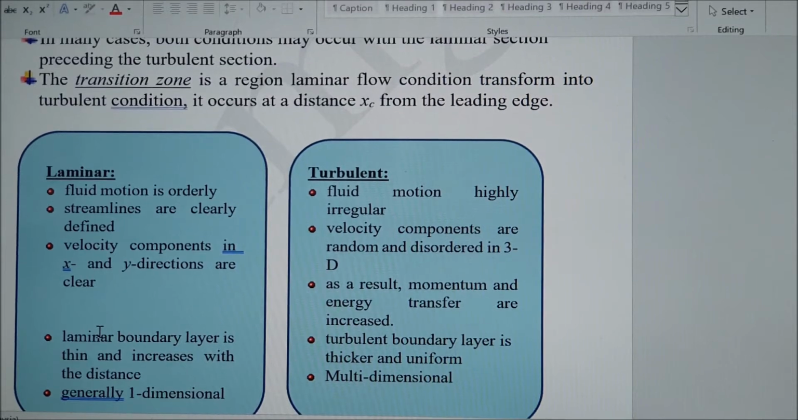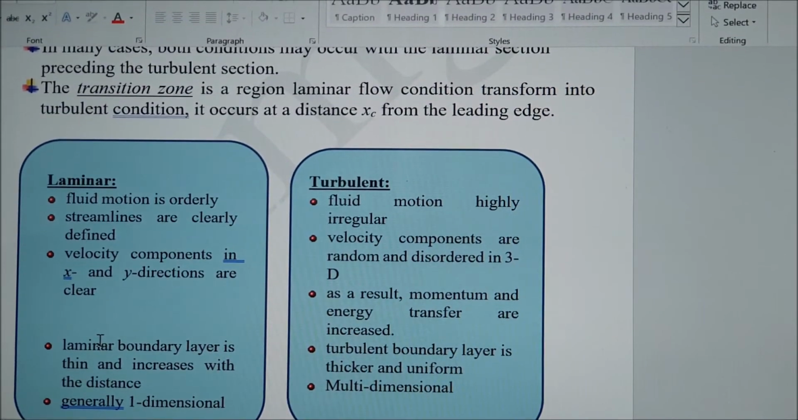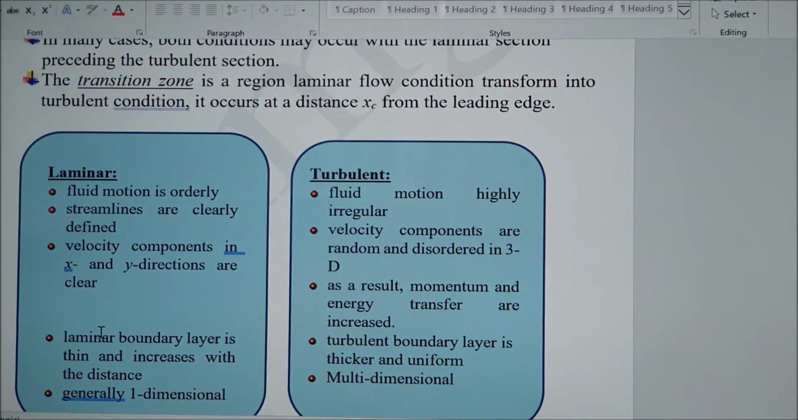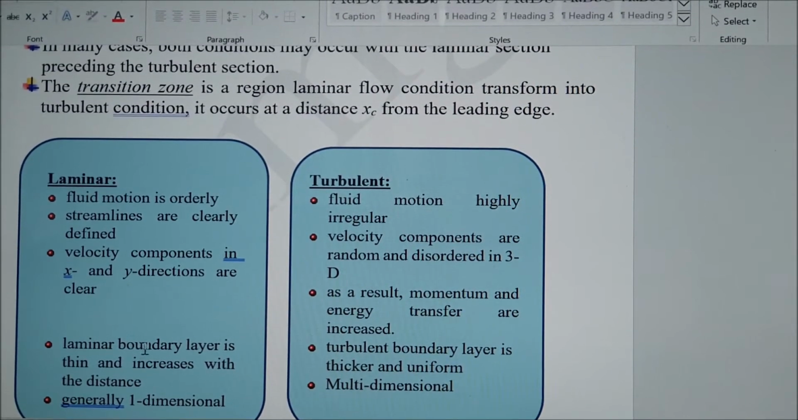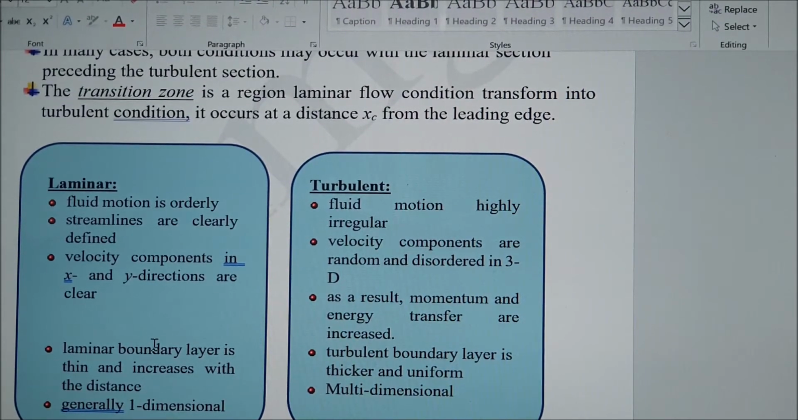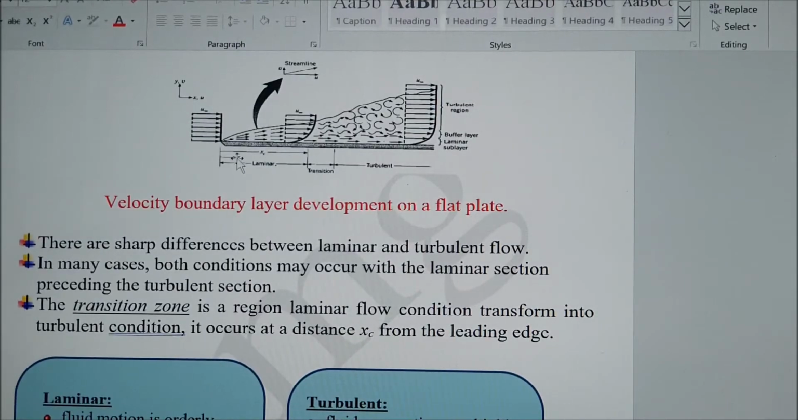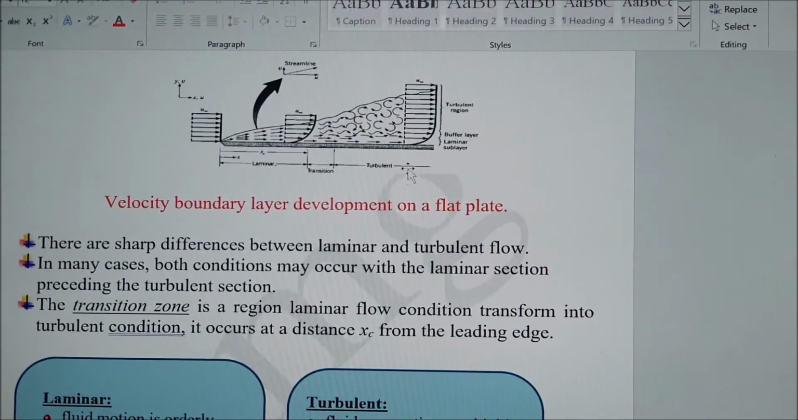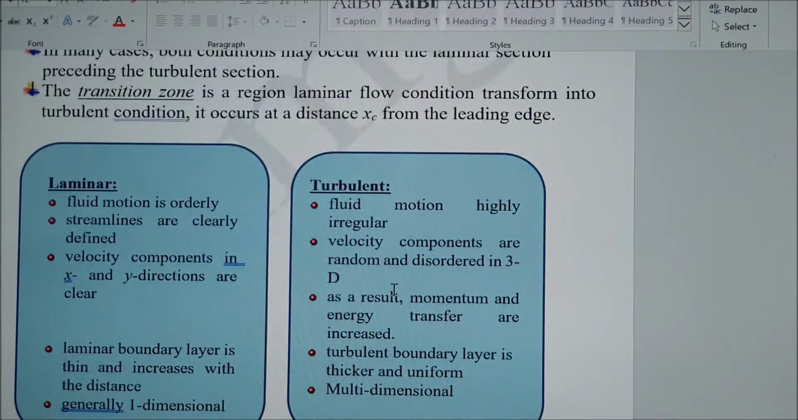So in the laminar flow region, velocity components in the x and y directions are clear, if there are any at all in the y direction. But for the turbulent flow, they are chaotic. The laminar boundary layer is generally thin, and the turbulent boundary layer is thicker and more uniform.